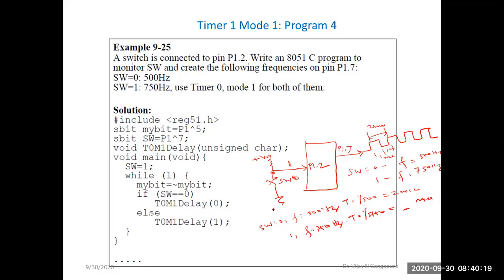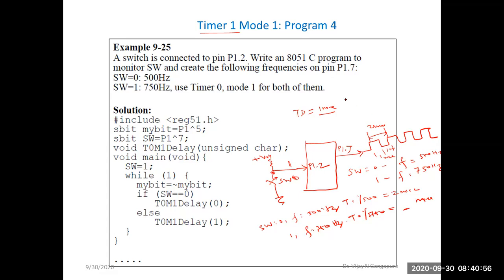So that means to generate a frequency of 500 hertz at this pin, I should design a time delay of 1 millisecond, isn't it? So I will toggle this pin, and in between I will call a delay of 1 millisecond. It will generate this square wave having a time period of 2 millisecond. In this way, frequency will be 500 hertz. So I have to determine the value to be loaded in the timer 1 register, because I am going to use timer 1.